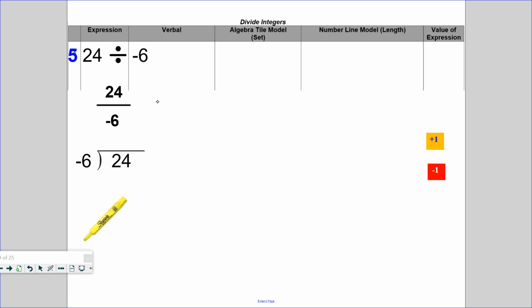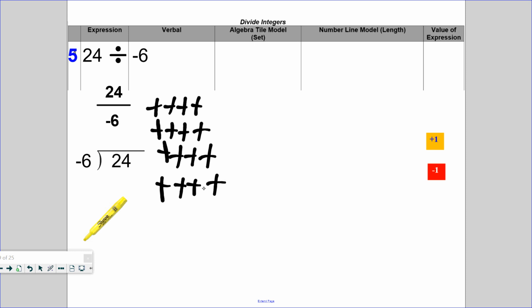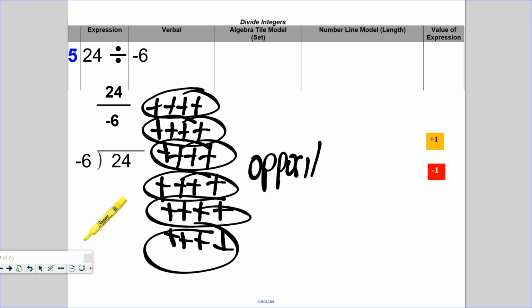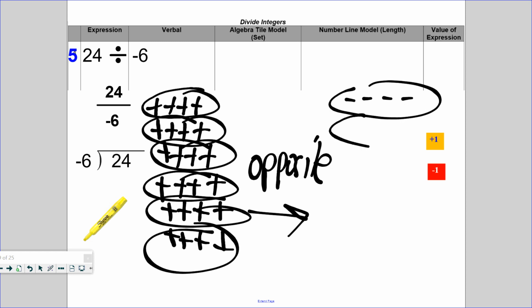You have 24 positives. 1, 2, 3, 4, 5, 6, 7, 8, 9, 10, 11, 12, 13, 14, 15, 16, 17, 18, 19, 20, 21, 22, 23, 24. You're going to divide it into 6 groups. 1 group, 2 groups, 3 groups, 4 groups, 5 groups, 6 groups. This negative means you need to do the opposite. So what is the opposite of 4 positives? 4 negatives.